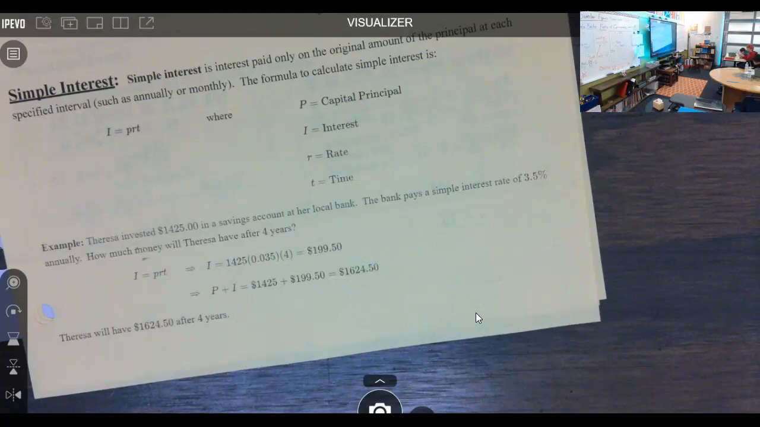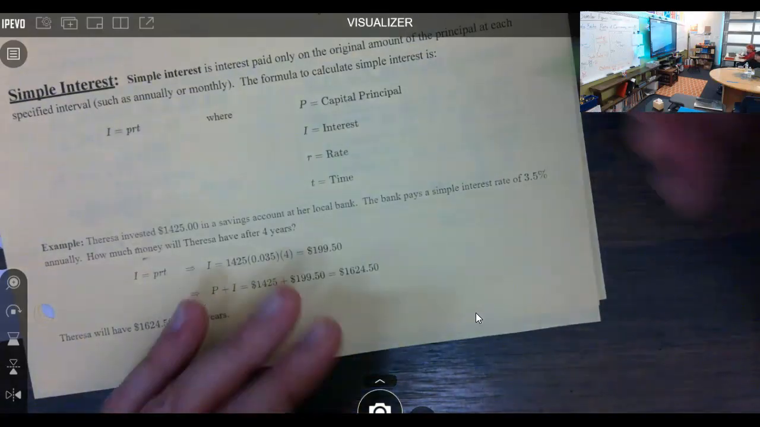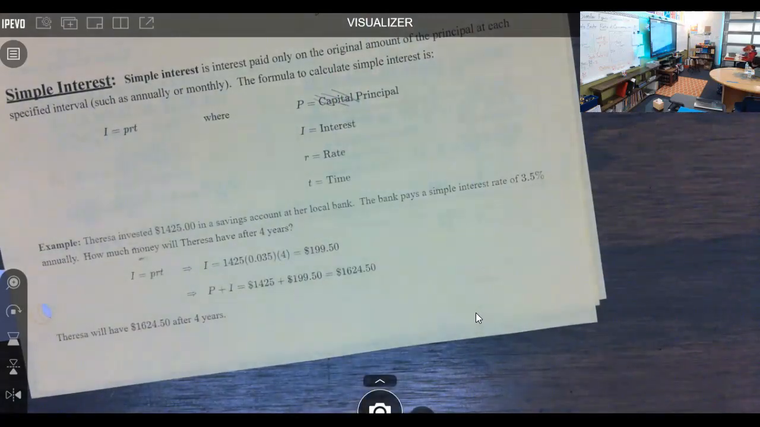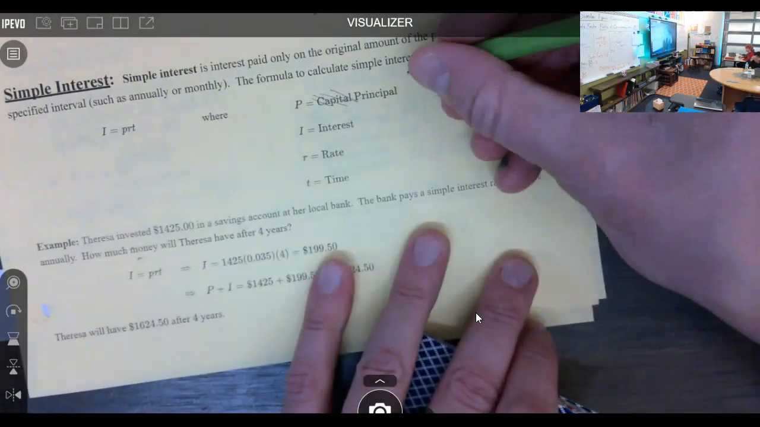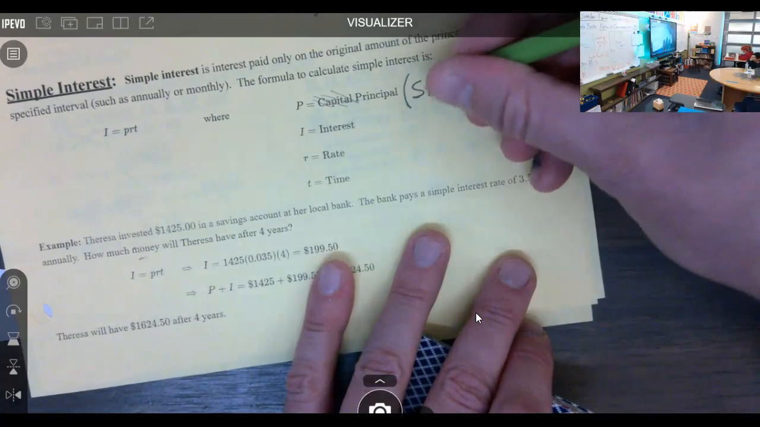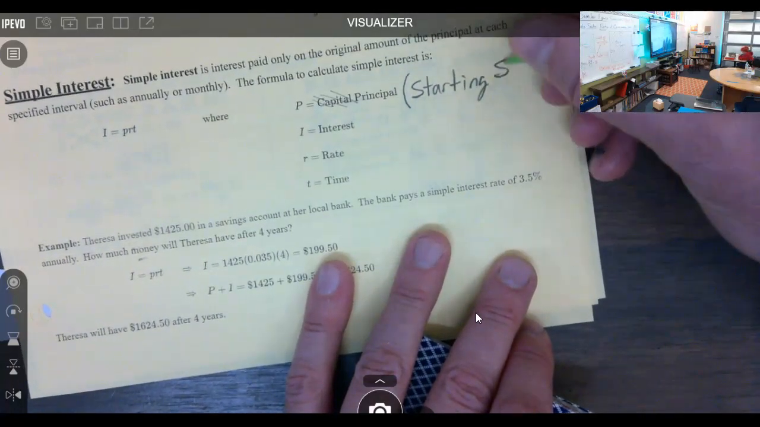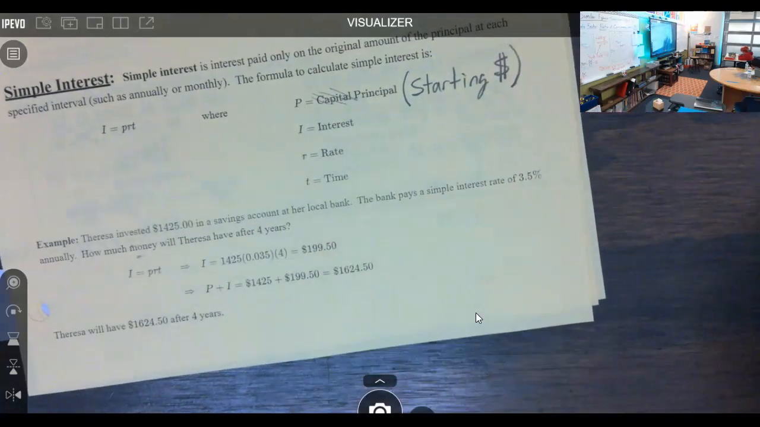Beatrix, what's the P? Yeah, you can cross out the word capital because that just makes it sound more complicated. P is principal, which we should write on here, means starting amount. And you can honestly, because we're going to be talking about money, starting money.